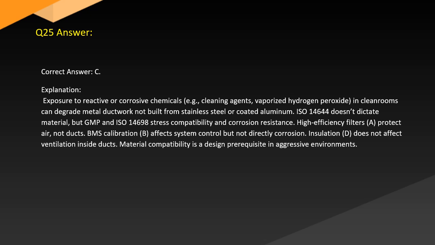High-efficiency filters, A, protect air, not ducts. BMS calibration, B, affects system control but not directly corrosion. Insulation, D, does not affect ventilation inside ducts. Material compatibility is a design prerequisite in aggressive environments.